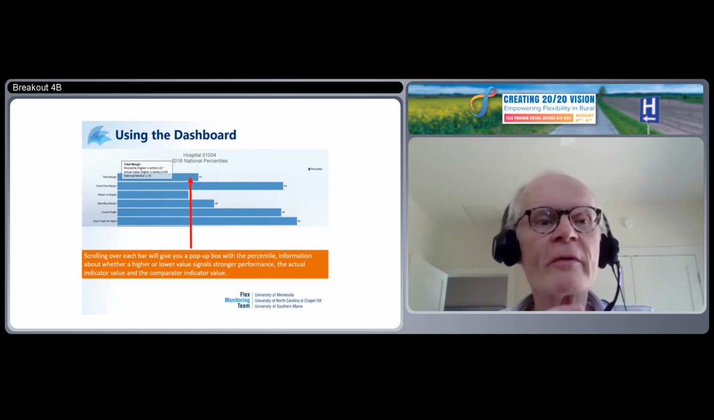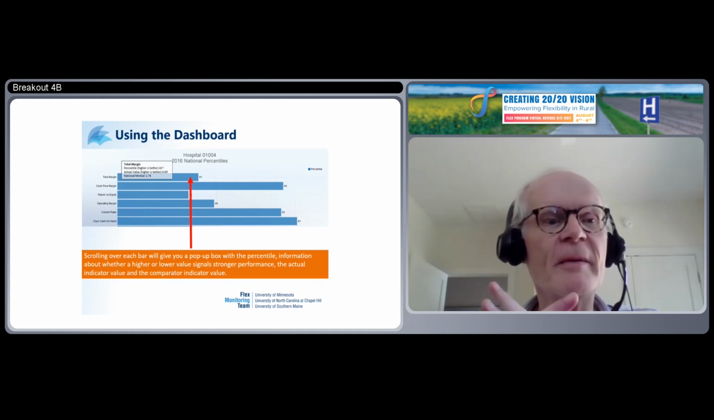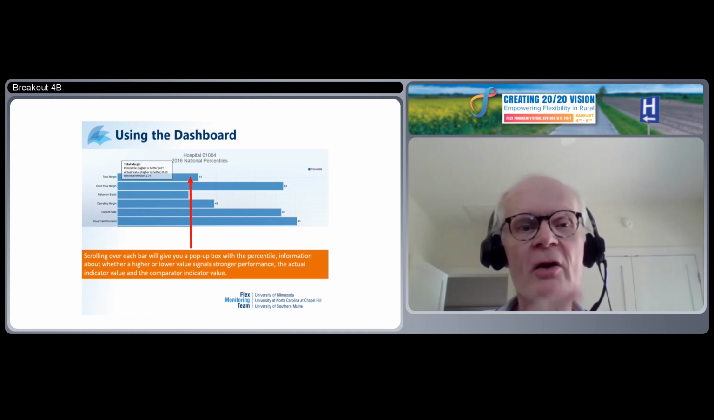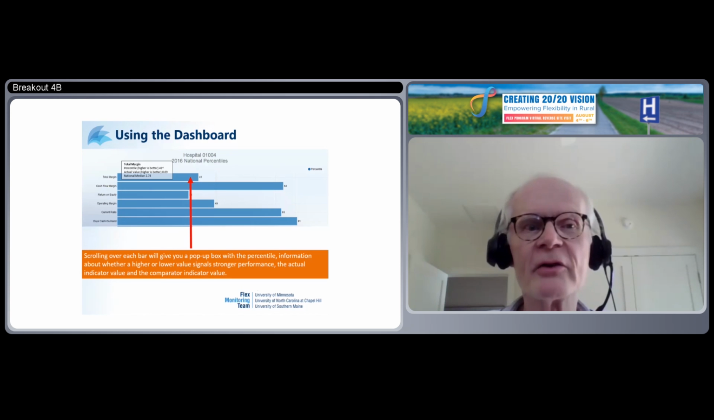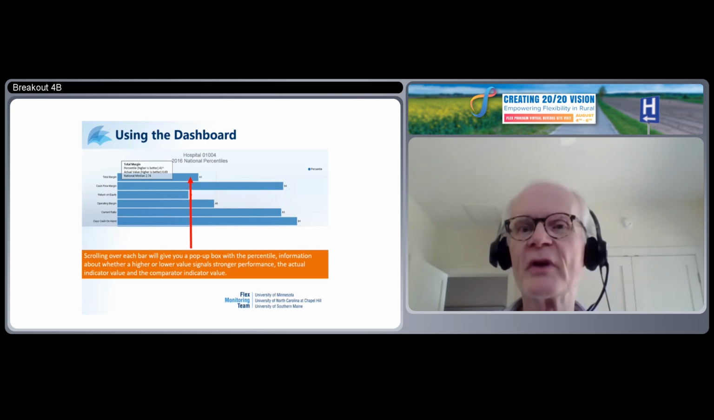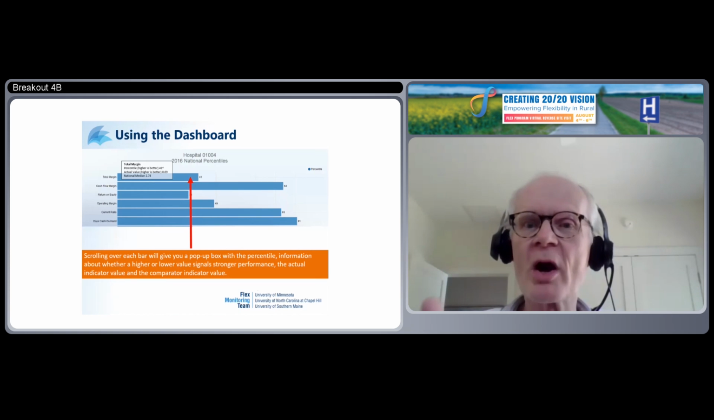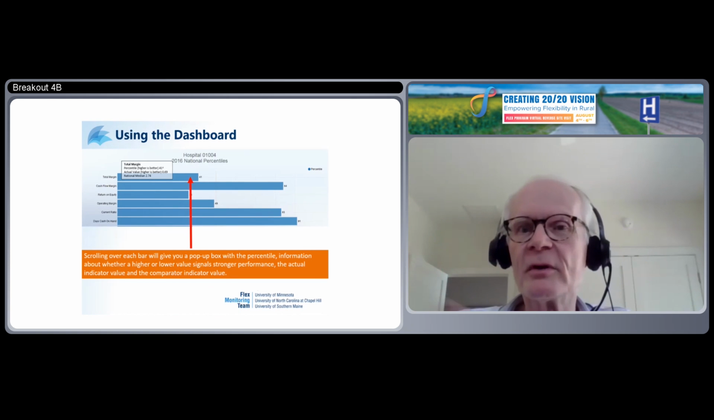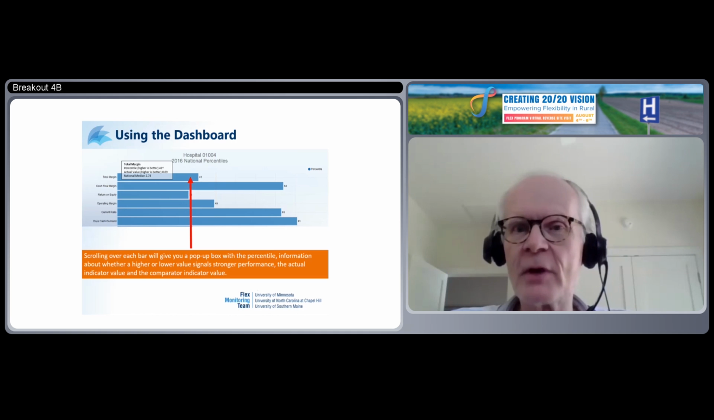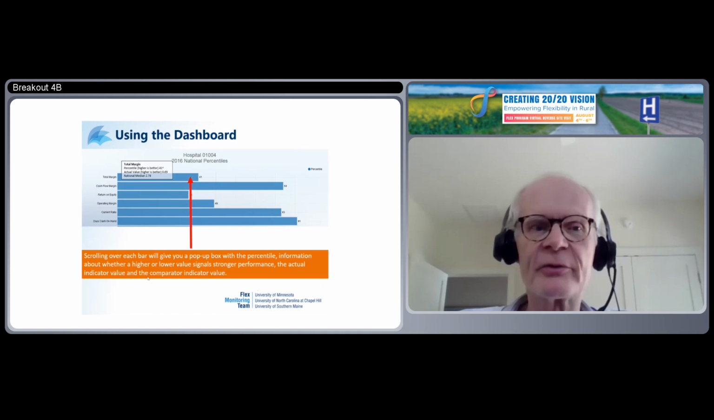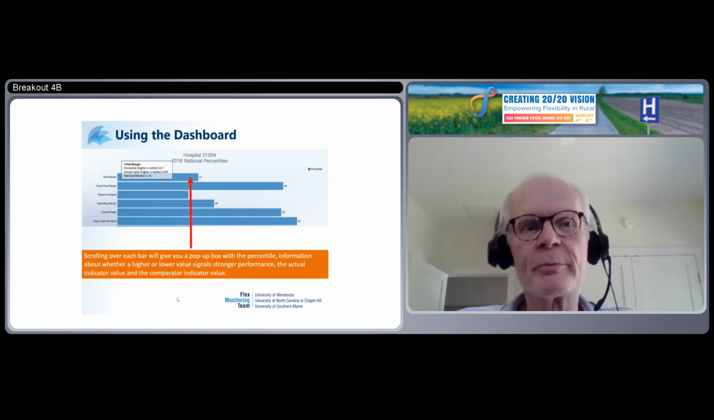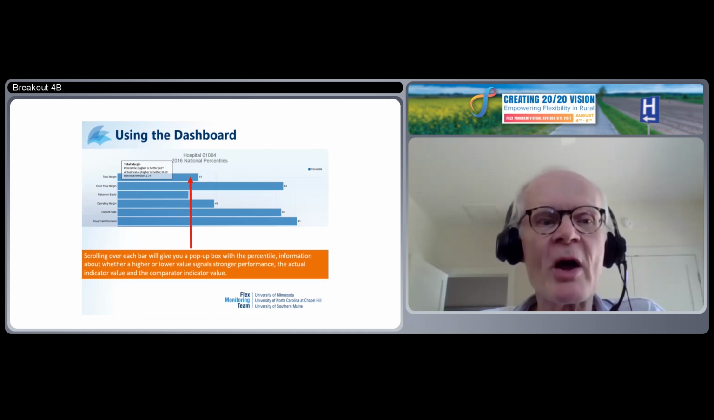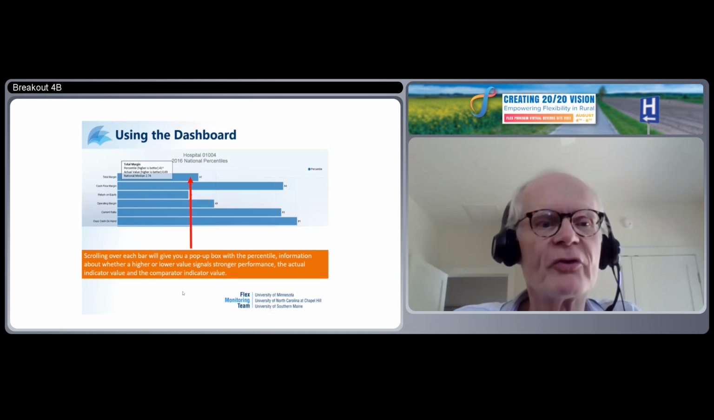Scrolling over each bar gives you a little pop-up box that will tell you the actual percentile, and information about whether higher or lower signals stronger value, stronger performance. Because for operating margin and total margin, you want that to be as high as possible, but for days in net revenue accounts receivable, you want that to be as low as possible. You want to collect your money as fast as possible. So some of these indicators, more is better, some of them more is worse, and the system helps you understand which is which.